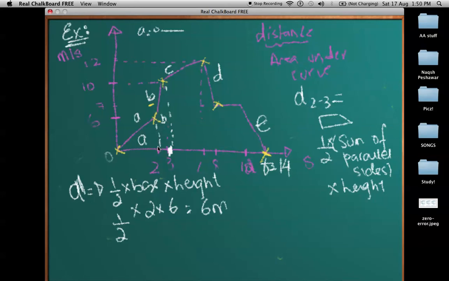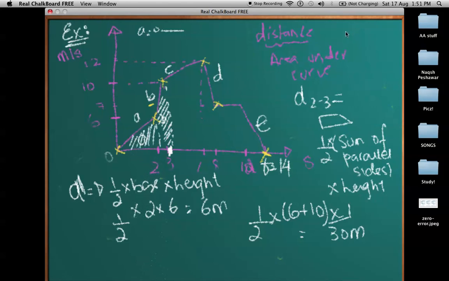So one parallel side is 6, the other is 10. So it will just be half times 6 plus 10 times the height. In this case, this will be the height. So this is times 1. So this will be 6 plus 10, 16, times 1 is 16 again, divided by 2 is 8 meters. But during this interval, the car moved a distance of 30 meters. And in this interval, the car moved a distance of 6 meters. So the total distance it moved in 3 seconds is 30 plus 6 meters. This is 36 meters. This is our final answer.